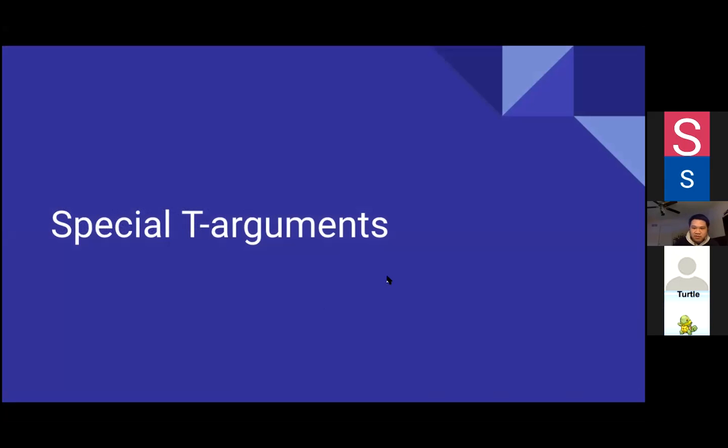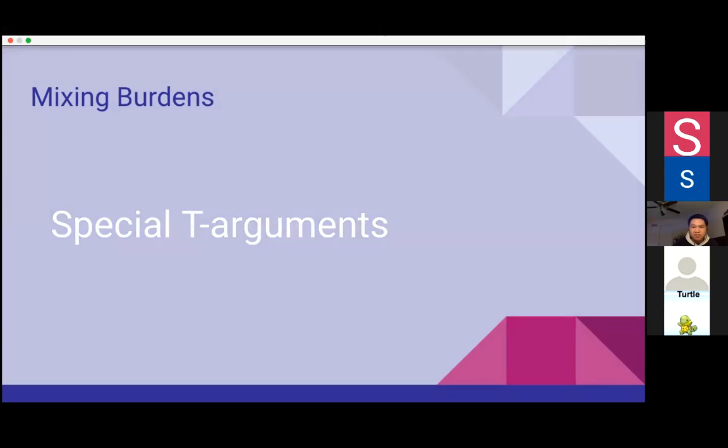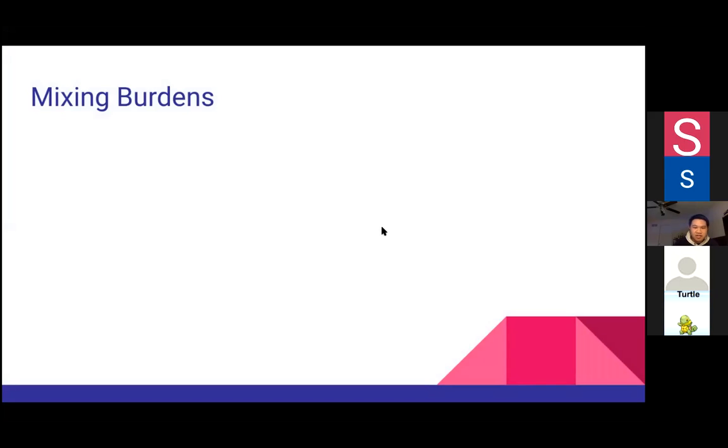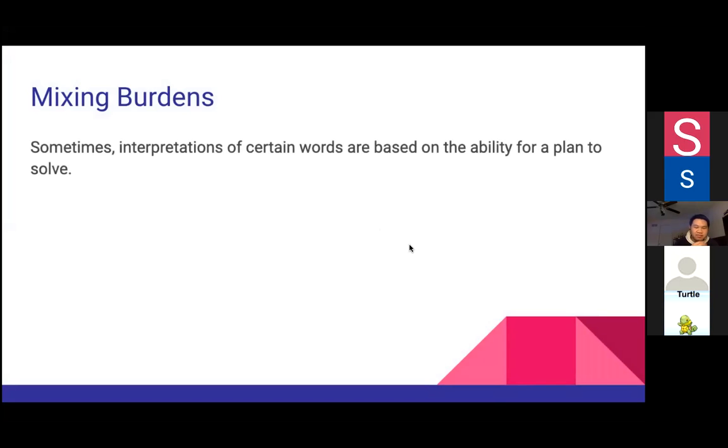So there are some special cases of topicality arguments that we should talk about. First is mixing burdens. Sometimes interpretations of certain words are based on the ability for the affirmative plan to correct some wrong in the status quo. For example, one of the definitions that I've seen this year is substantial. Our resolution talks about enacting substantial criminal justice reform.